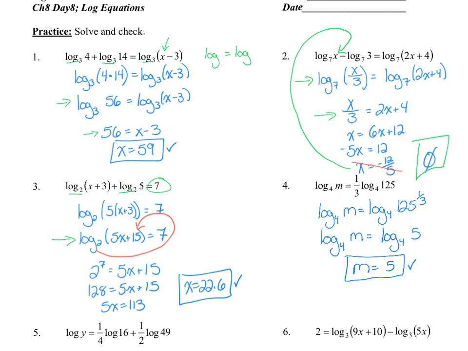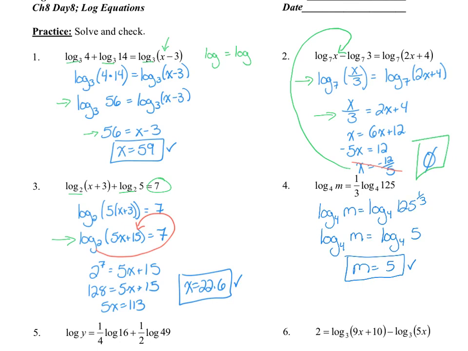Once we have one log on one side and it equals a number, then you are going to change it into exponential form. So it's 2 to the 7th is equal to 5x plus 15 and solve for x. We got 22.6. When you plug that in, we still get a positive argument, so 22.6 works.